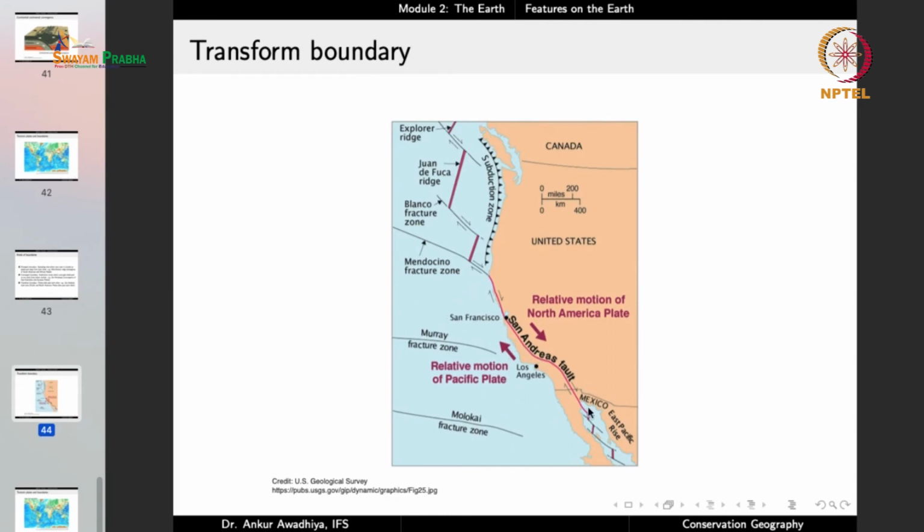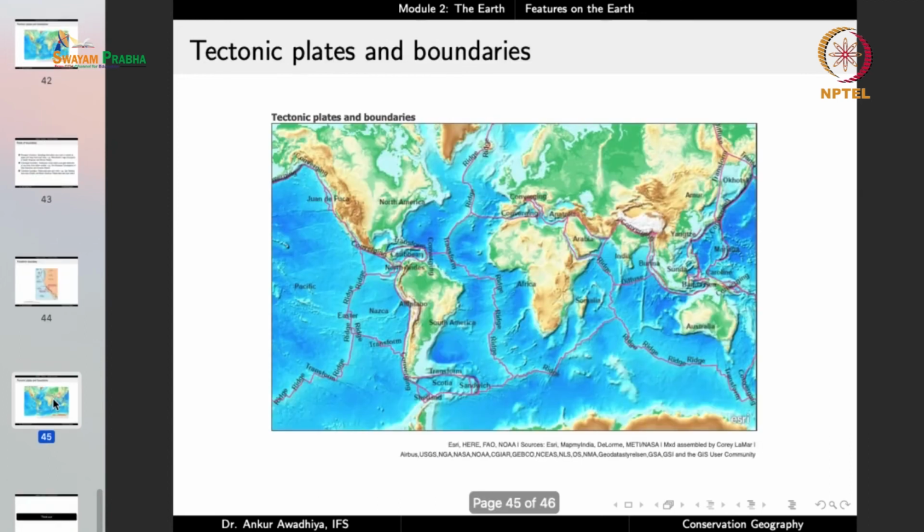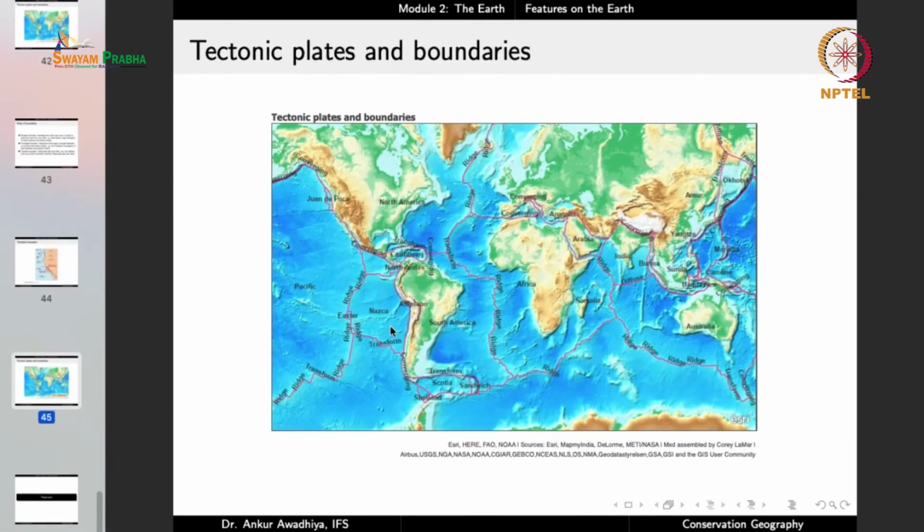And so this boundary between both of these plates becomes a transform boundary. And this is associated with very massive and destructive earthquakes, like the Californian earthquake. And in this way we can look at the tectonic plates, their boundaries, and we can make sense of what the configuration of continents and oceans is today and how it is going to change in the future.